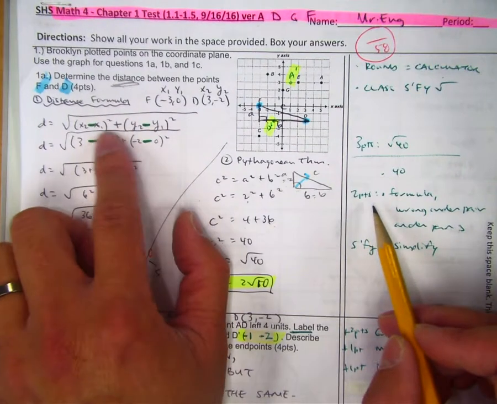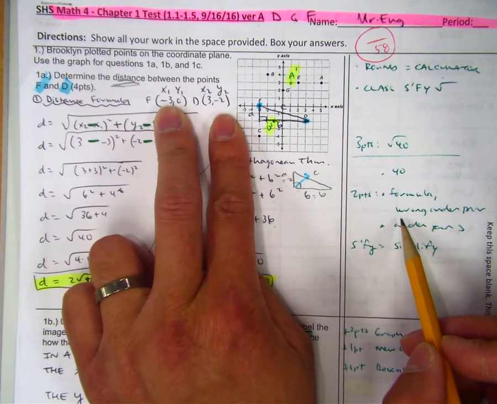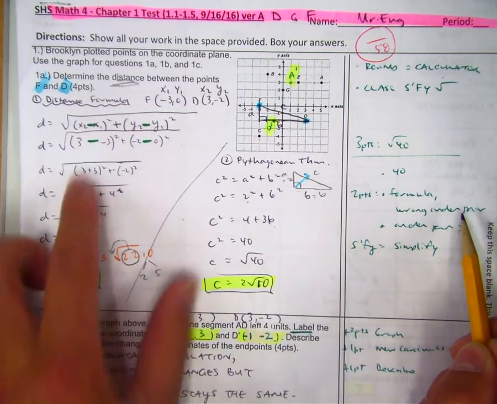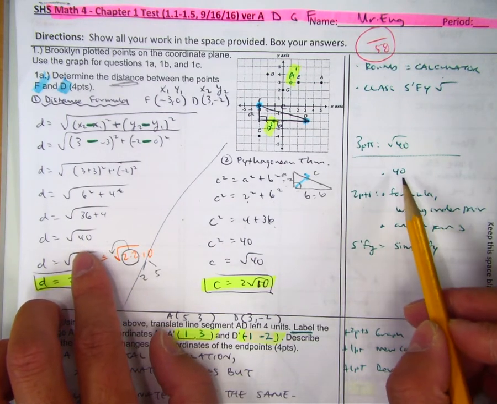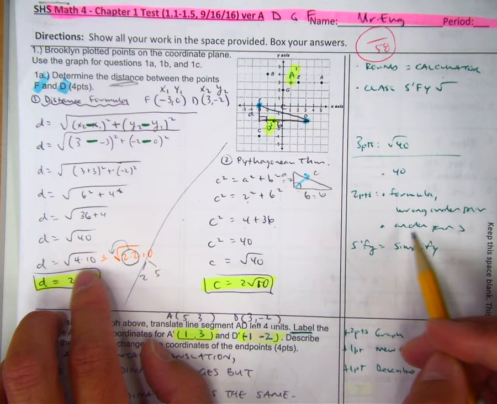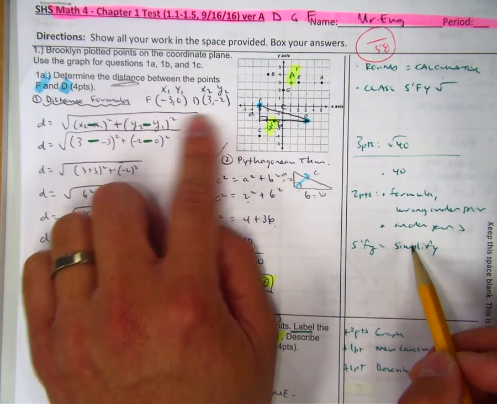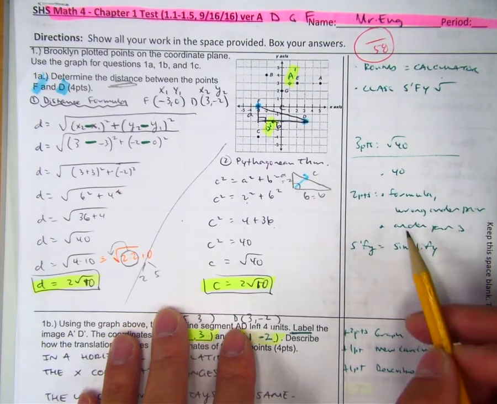If they wrote down the correct formula, but you have the wrong ordered pairs. If you got down to just 40, not square root of 40, I gave you 2 points. If you had the correct ordered pairs and everything else was wrong, I gave you 2 out of 4 points.